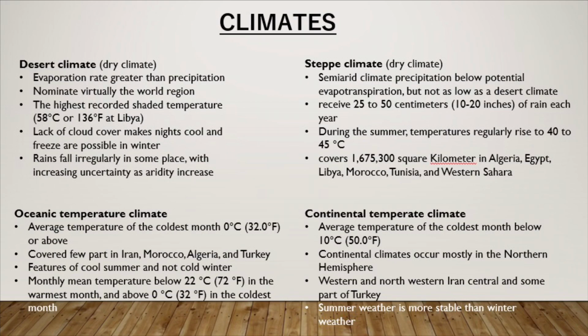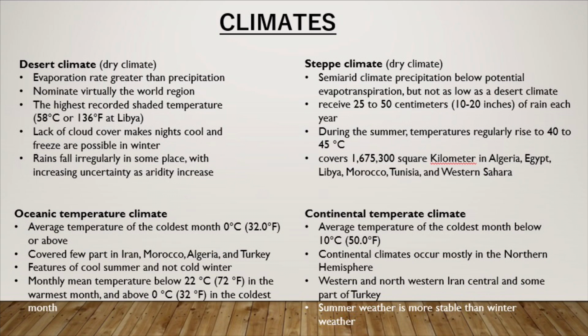Okay, next is climates. You can turn to page 326 in the textbook. Okay, the first one is desert climate, which falls into dry climate. It is a climatic environment in which evaporation rates are greater than precipitation. They dominate virtually the whole region. The region boasts the world's highest recorded shaded temperature, 58 Celsius. But the lack of cloud cover makes nights cool and freezing is possible in winter. And rain falls irregularly in some places with increasing uncertainty as aridity increases.